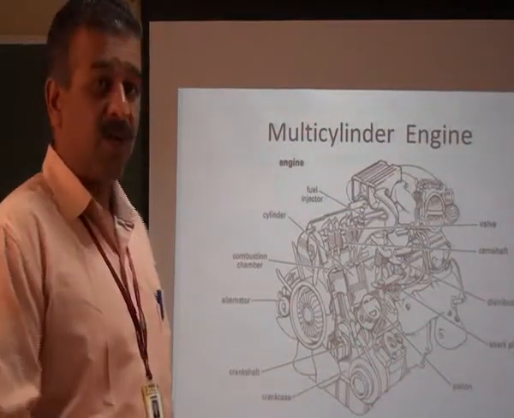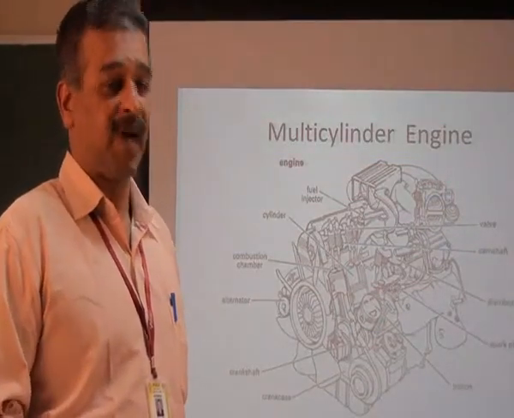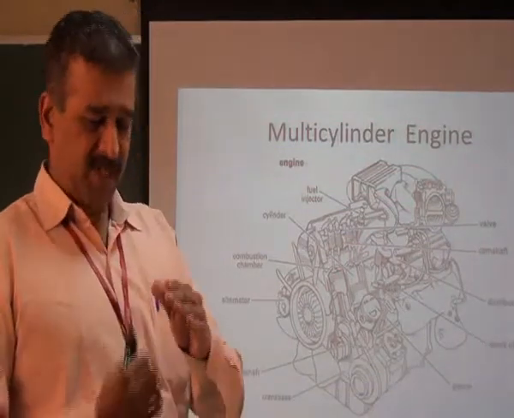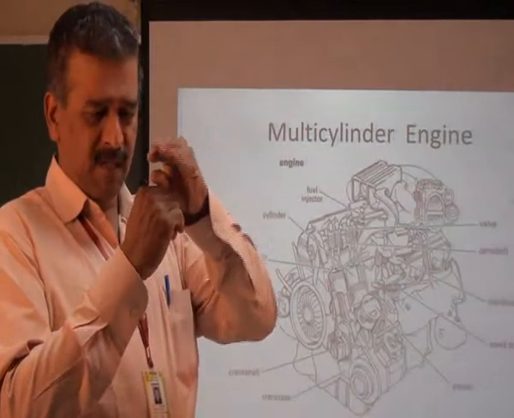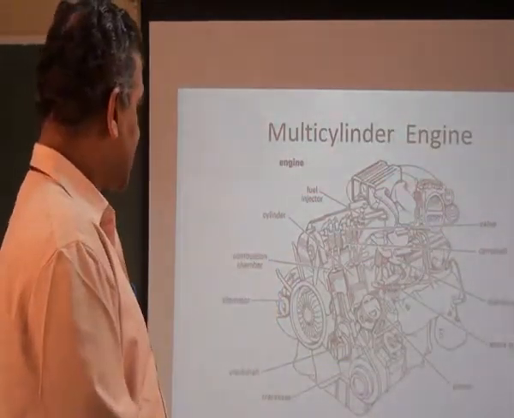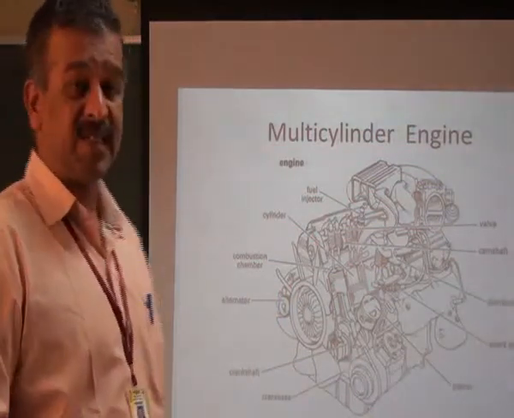And this is an alternator for generating electricity for storing in the battery. And this is the combustion chamber. When the piston attains the top dead center, there will be a small portion which is called the combustion chamber. That's it. This is a cylinder, fuel injector. You can see here. These are all about the multi-cylinder engine.